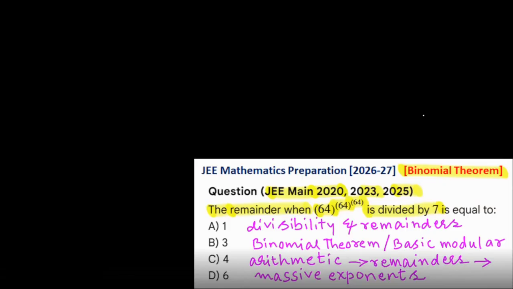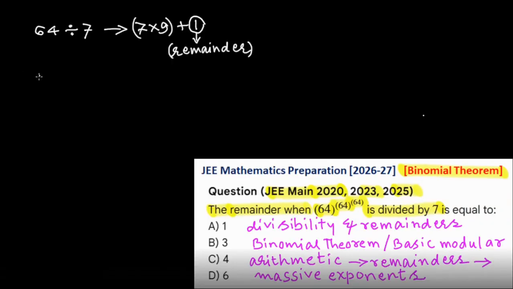The solution to this problem is simple. We will start by dividing the base 64 by 7. That will give us 7 9s are 63 plus 1, where this 1 is the remainder. In modular arithmetic, this means 64 equals 1 modulo 7, which means when 64 is divided by 7 leaves remainder 1.